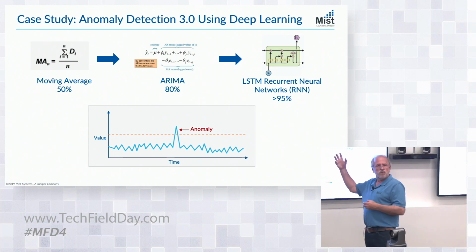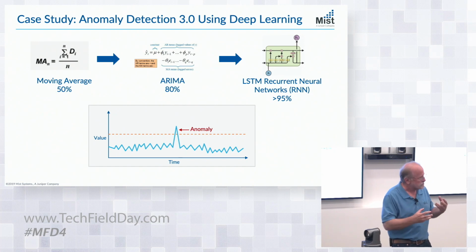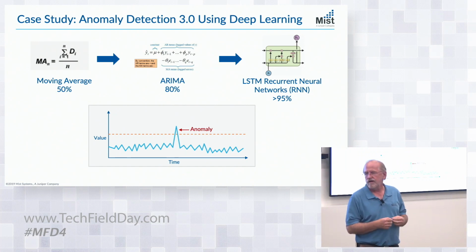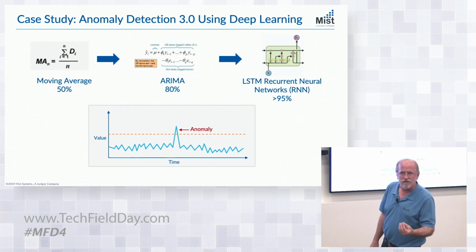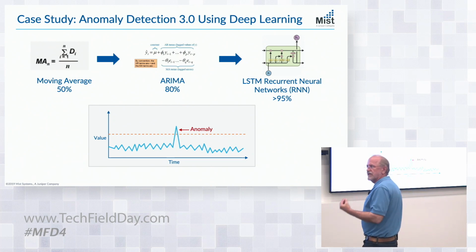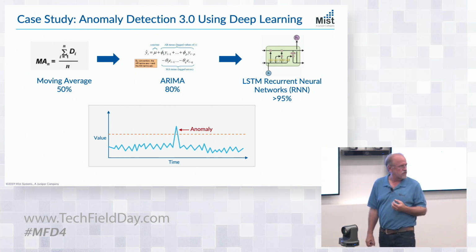Then we went to something called ARIMA, which is really a fancier version of moving average, auto-regression. So we made it a little bit more tricky. Still, we only got to about 80% accuracy. Still not good enough for an IT production assessment. You cannot send the IT team on wild goose chases 20% of the time.